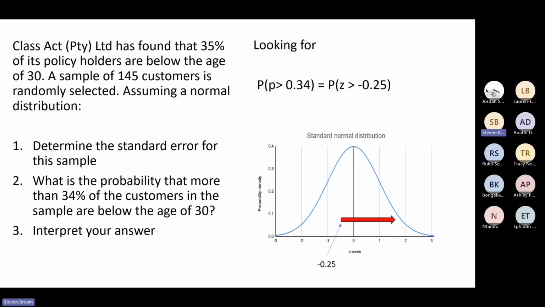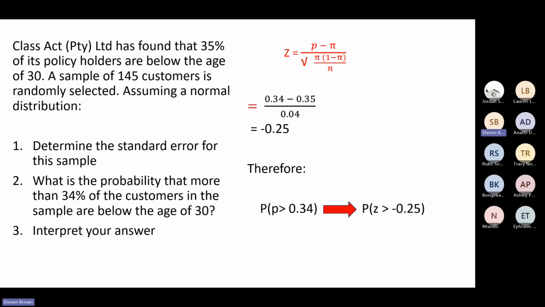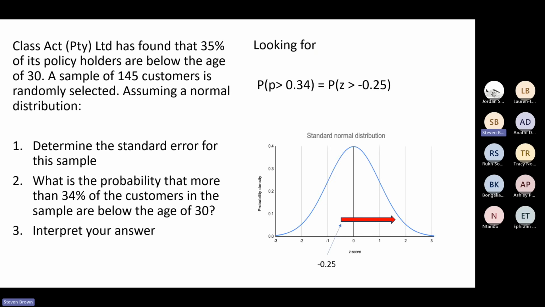So you've standardized that number. You've standardized it because it came out of the calculation there. And you said, what is the probability that more than 34% of the customers in the sample are below the age of 30? Right, so you've got the probability, 0.025, when we get it from there to there, but that's not what the question asked. It also goes right the way to the end of the curve.